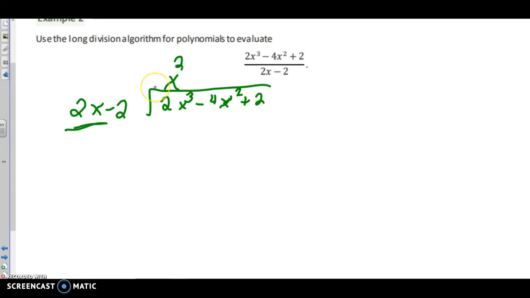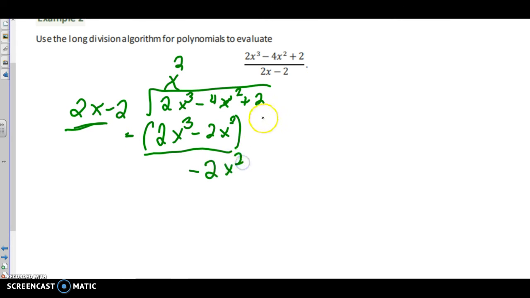I'm then going to multiply both terms by that x squared. So 2x cubed minus 2x squared. And it may help if you put this in parentheses. So when you're subtracting, you remember you're now subtracting a negative. So negative 4 minus negative 2 is negative 2x squared. And I'm bringing down that 2.